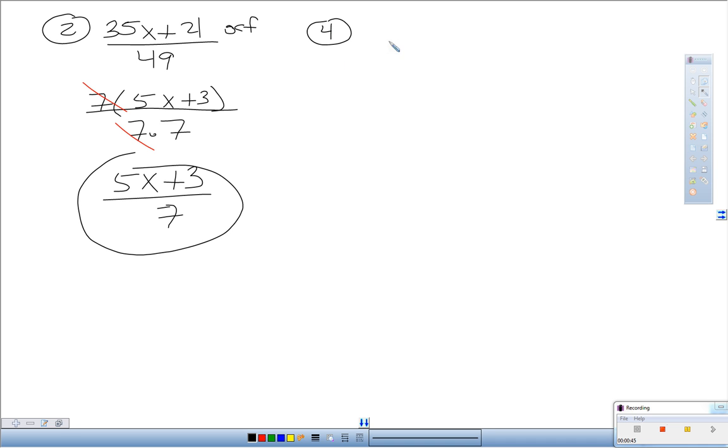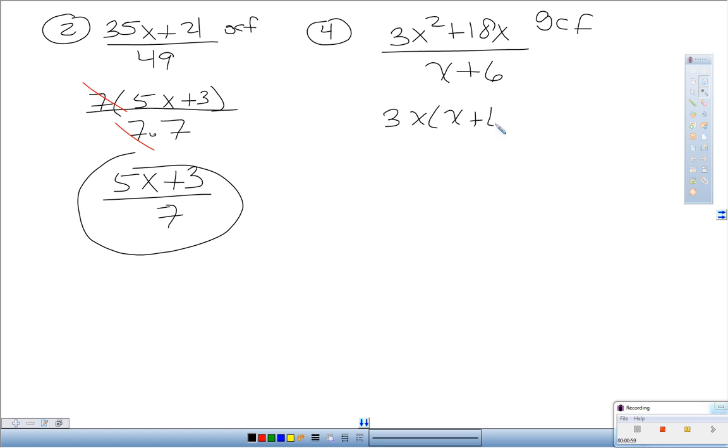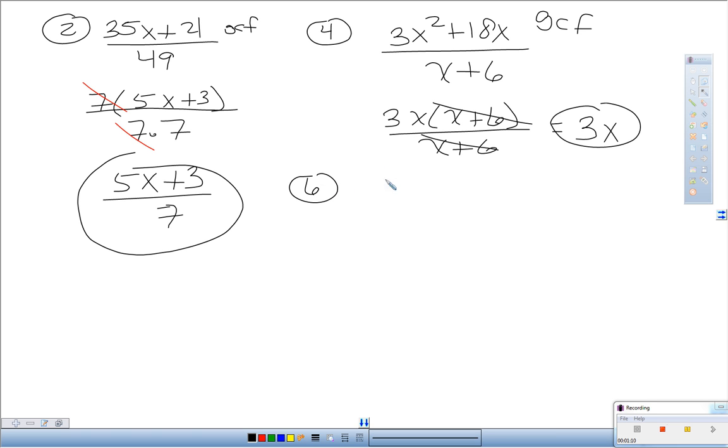For number 4, it gives me 3x squared plus 18x over x plus 6. There's also a GCF in the numerator of 3x. So you can take out that 3x, and that'll leave me x plus 6 in the numerator. The x plus 6 is crossed out, and that just leaves me 3x. So that's number 4. For number 6, I've got 3x minus 21 over x squared plus 2x minus 63.